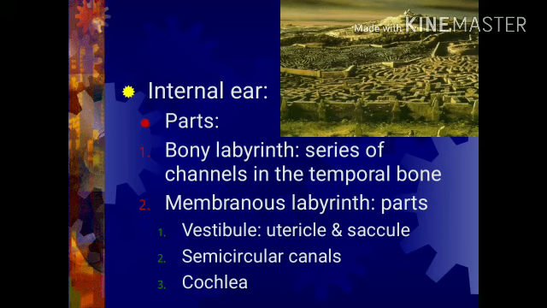Next is the inner ear. It has two parts: the bony labyrinth, which is a series of channels in the temporal bone, and the membranous labyrinth, which lies inside the bony labyrinth, and it has three parts: vestibule, which consists of utricle and saccule, semicircular canals and cochlea.